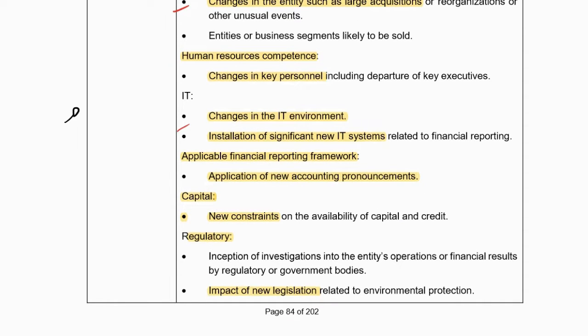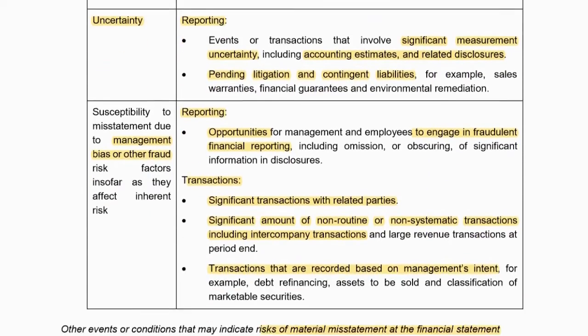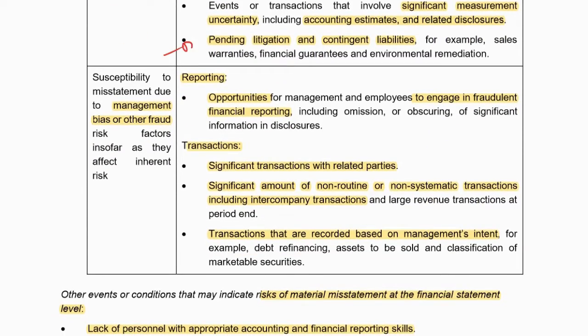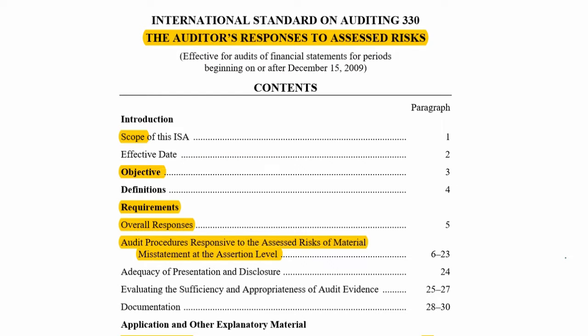Changes in an IT environment. New legislation, reporting requirements, pending litigations. And then a few specific risks at the financial statement level. Lack of personnel with the right knowledge, control deficiencies or past misstatements. So once again, I'm looking for any examples of these in the scenario because those are risks that need to be addressed. And then I have to come up with a response to those risks.